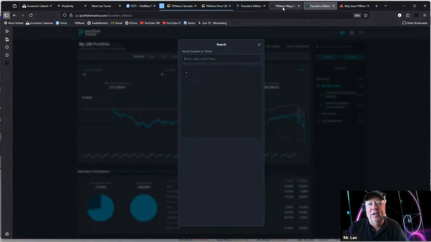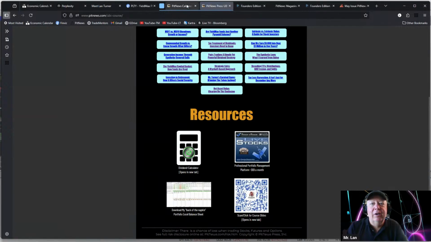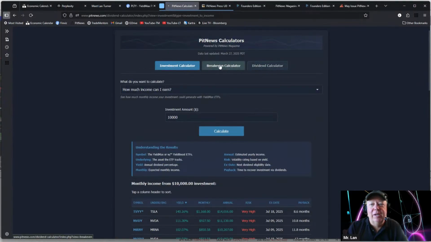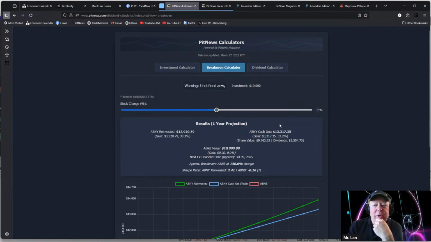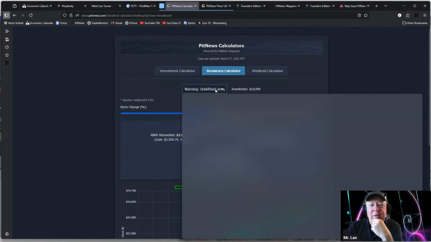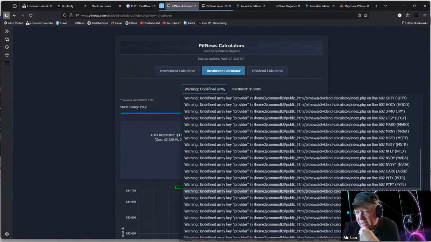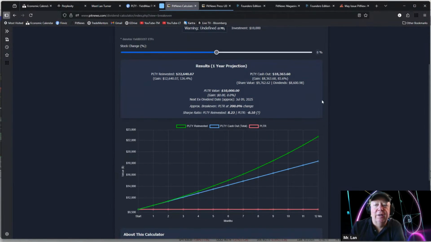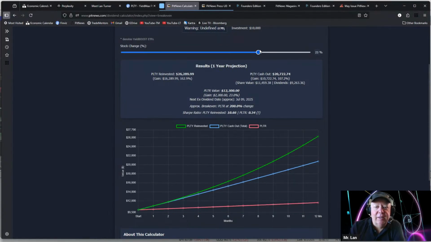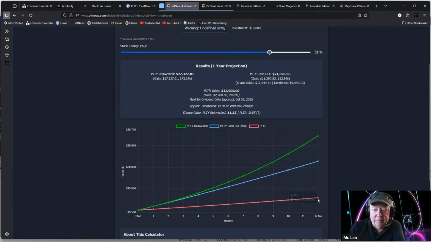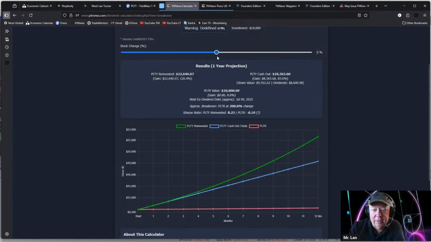You've seen my little calculator in here, and we can come into the break-even calculator, and that's what this does here. So we can come in and pull up PLTY. Now I got some errors in here, but this is still working. PLTR right there. Okay, so this is PLTR, and this is your break even. Let's say the red line is PLTR right here. So if it's sitting flat, PLTY, this is if we reinvest, this is if you just take the cash out.